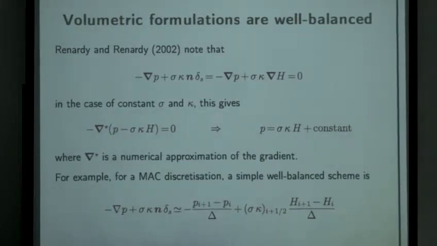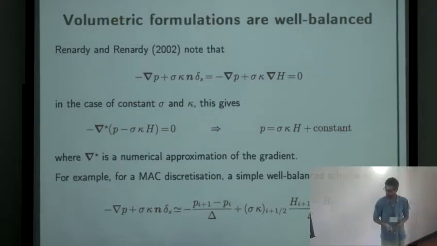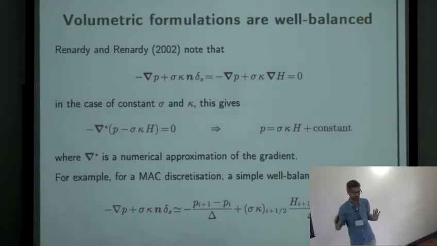I wrote nabla star as your approximation of the gradient. So it's the approximate gradient, right? You are careful to use the same approximate gradient for grad P and for grad H. If you don't, which is what Brackbill et al. did, then it's not balanced and you get spurious currents. But if you do, of course, you can put all the terms inside the brackets. And then you get that the equilibrium solution, obviously, is P equals sigma kappa Heaviside plus a constant, which is exactly Laplace's relation, right? So you recover Laplace's relation trivially. But the big condition is that the gradient needs to be the same in both operators. Here I give an example. For a staggered mesh, you just need to discretize like that and it works, right?